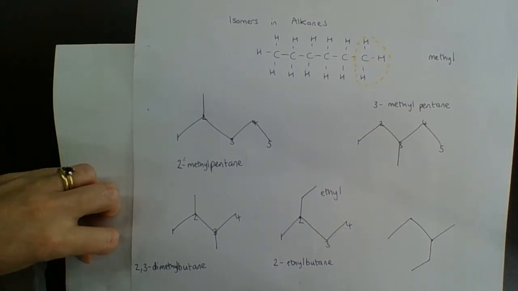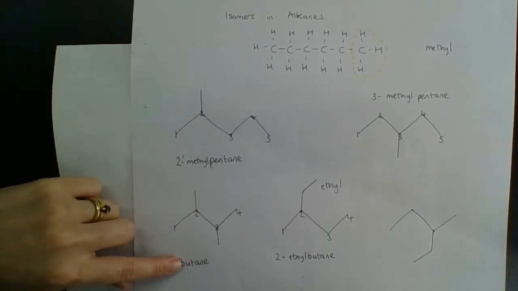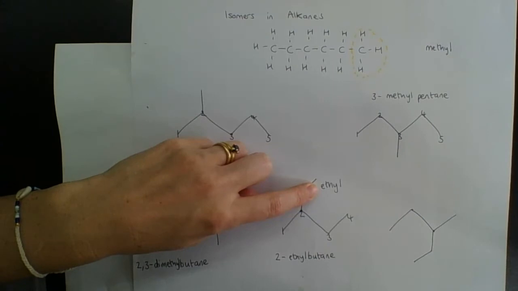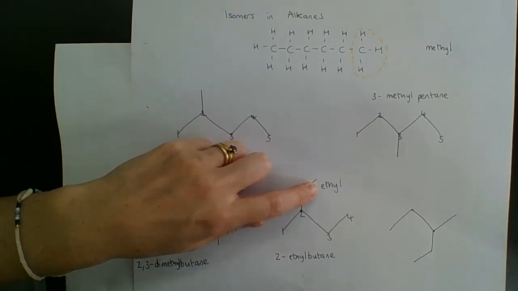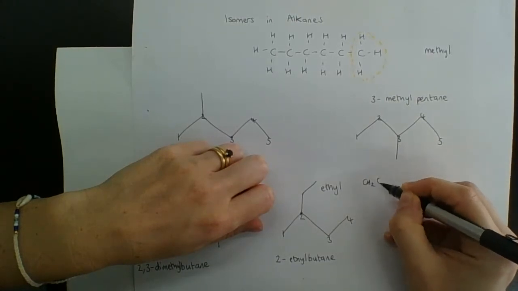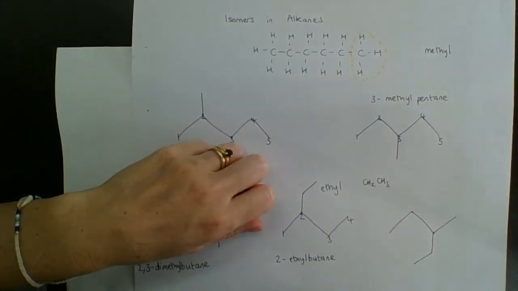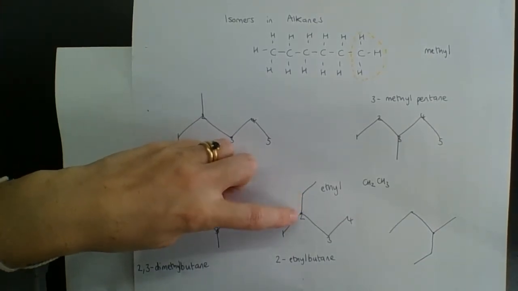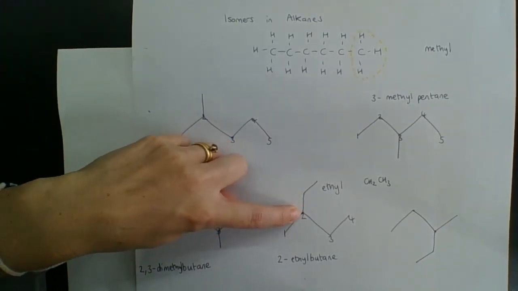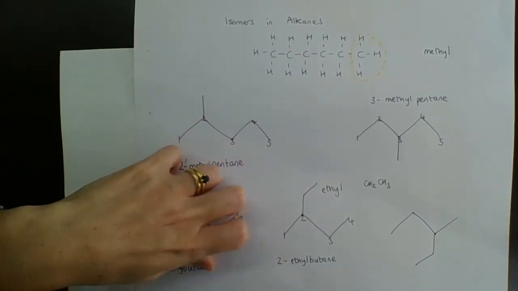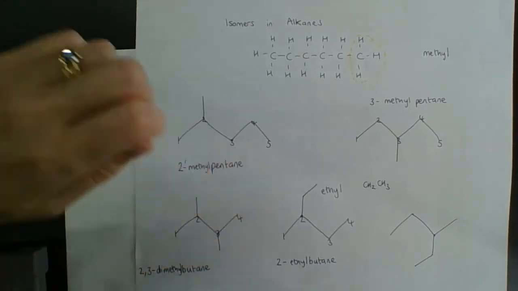Another thing that we can also do to make a branch chain isomer is to make an ethyl group. That means that I have CH2, CH3. So now we add the carbon to this position, the ethyl group here, and I have 2-ethylbutane.